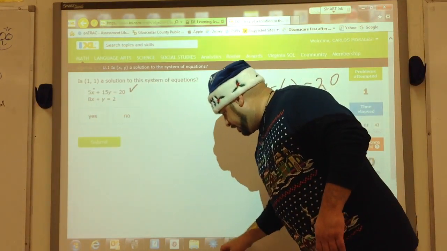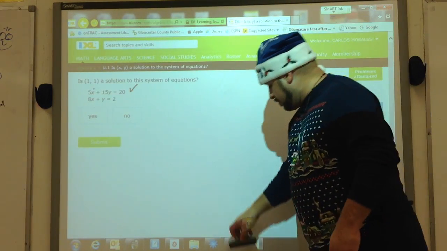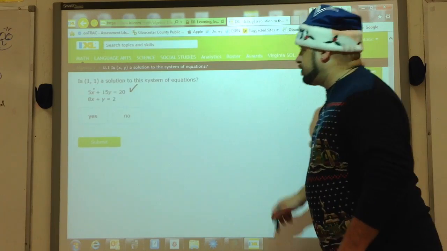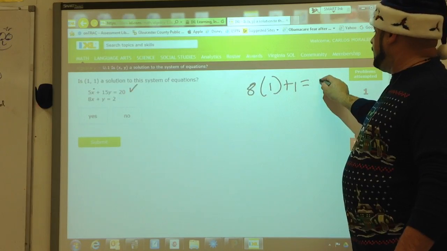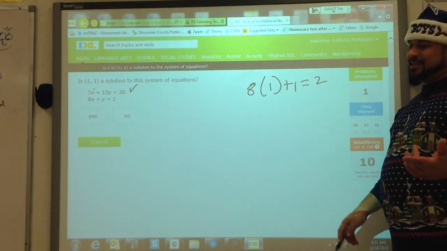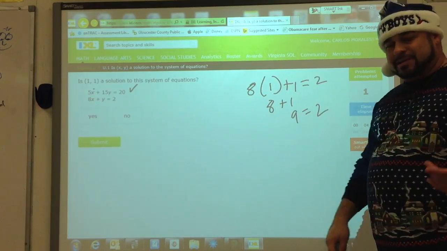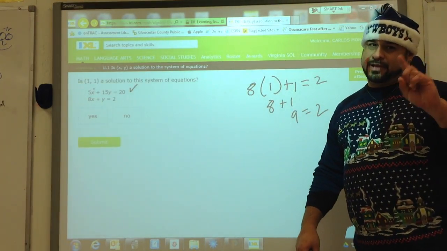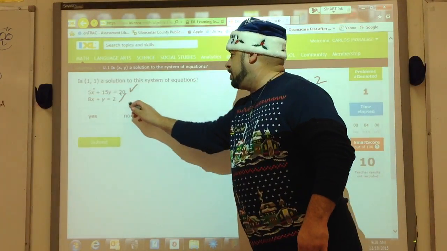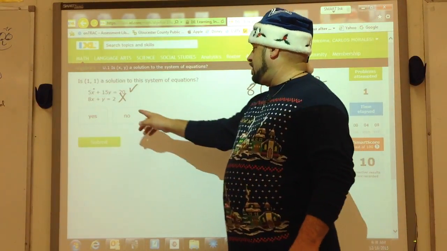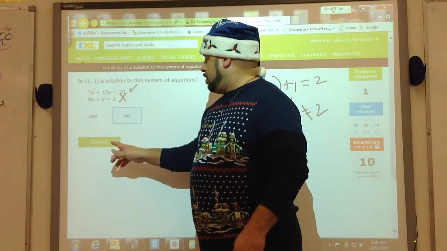And if you want, again, you can do this on your own paper. We can erase that. You don't have to erase it on yours. Then we do the second one. You have 8 times 1 plus 1 equals 2. So 8 times 1 is 8. 8 plus 1 is 9. Is 9 equal to 2? No, it's not. So because it does not work for the second one, then we have to say no, this is not a solution to this system of equations.